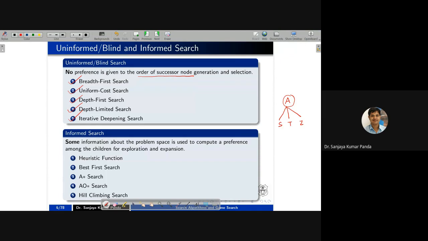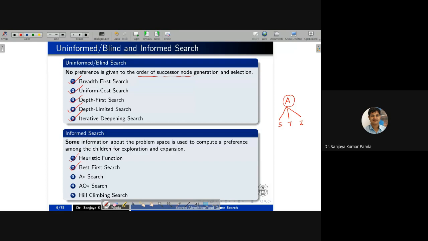So under informed search, we'll see heuristic function. We'll see how to define a heuristic function, how heuristic function helps us to explore a particular node and select a particular node. Then we'll see another search strategy that is called best first search. It is taking some parameter to select a particular node.